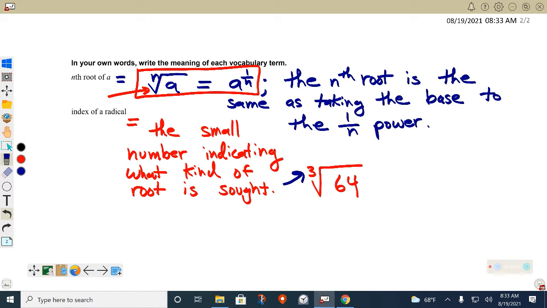Yes? How much was write that down? Either type or write, however you want. It's your notes. Type or write.